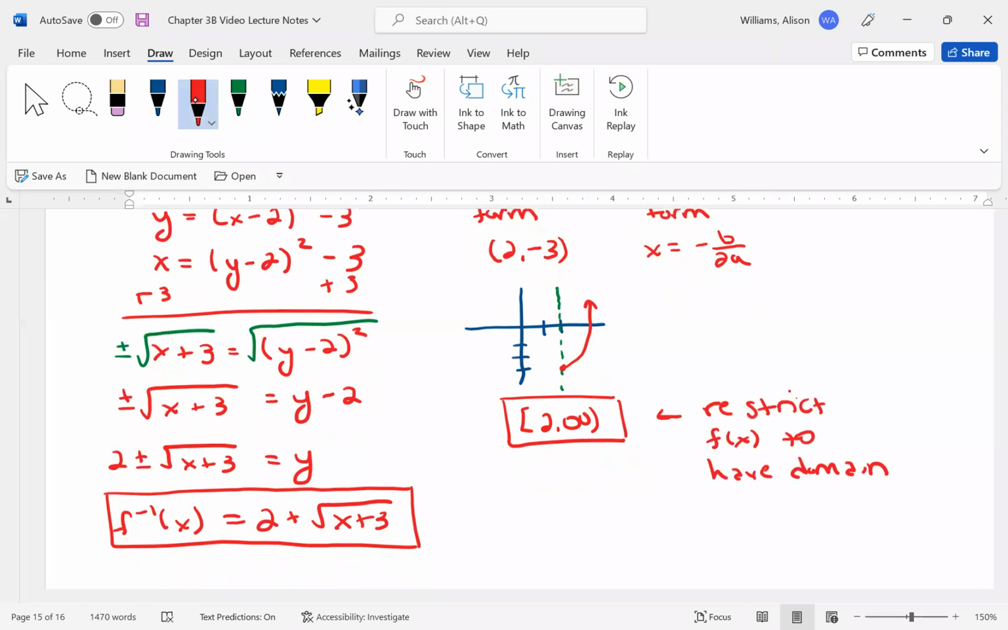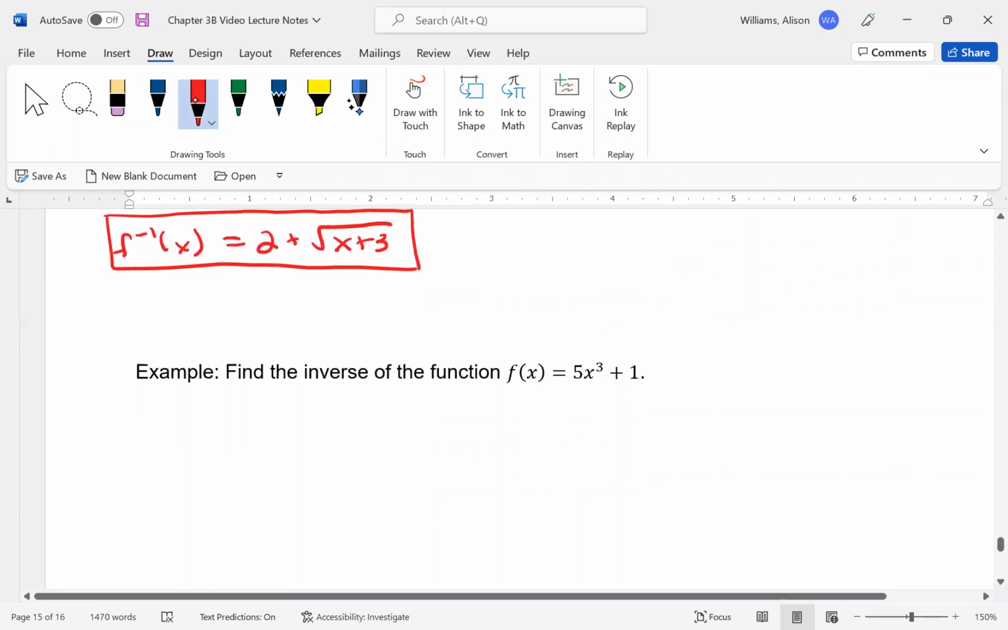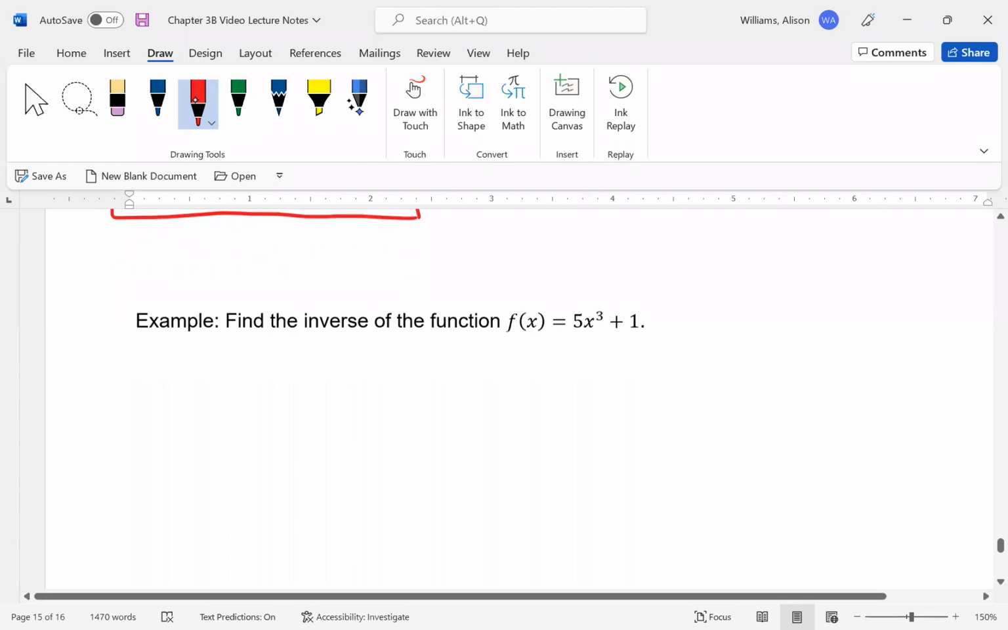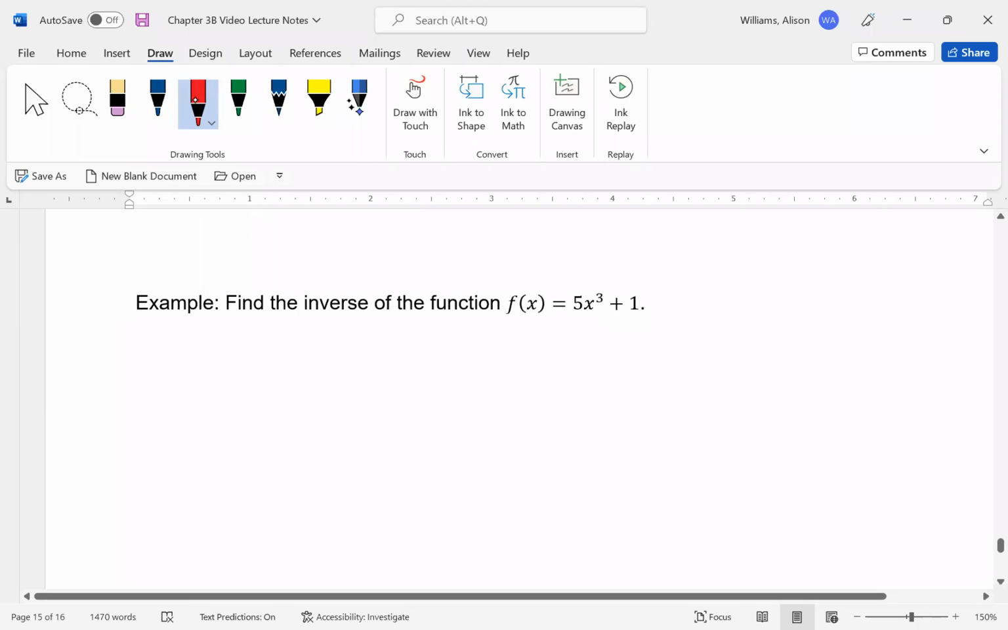Let's look at a more exciting example. Ooh, a cubic. Okay. So for this one, I'm not going to need to do any sort of special form. The way it is is fine. I'm just going to go ahead and jump on in and follow my steps.